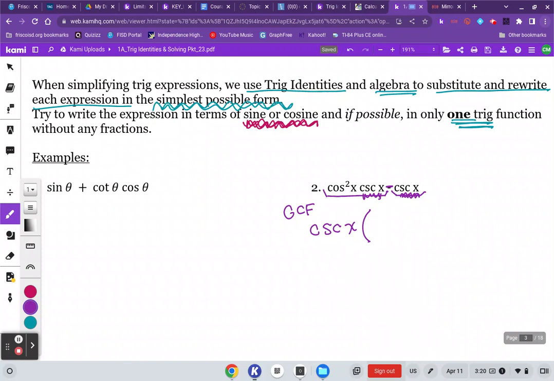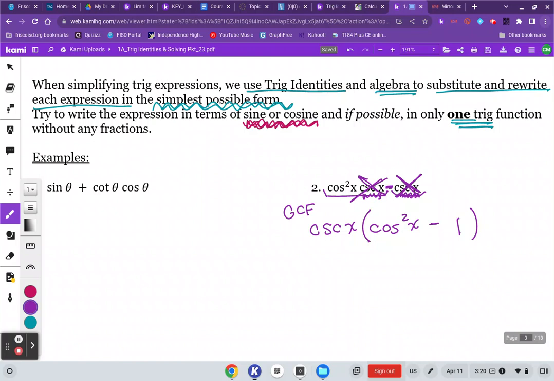And when I factor cosecant of x away from this first term, I'm left with cosine squared of x minus... G or C? C. And then when I take the cosecant away from this term here, what's left over? 1. A 1. Good. A 1.